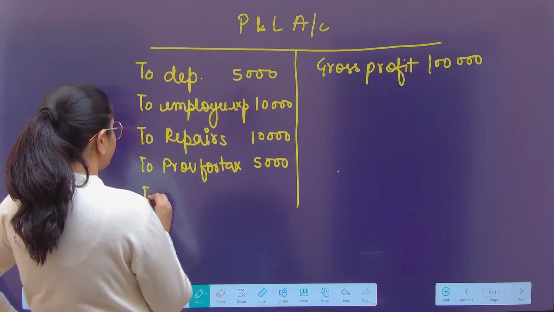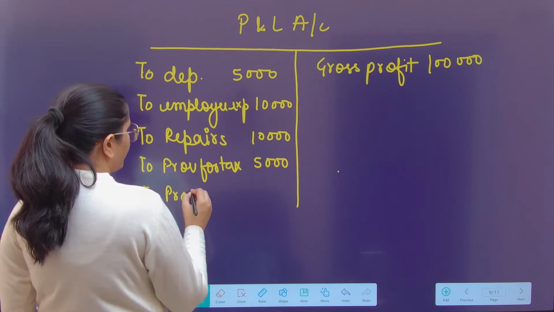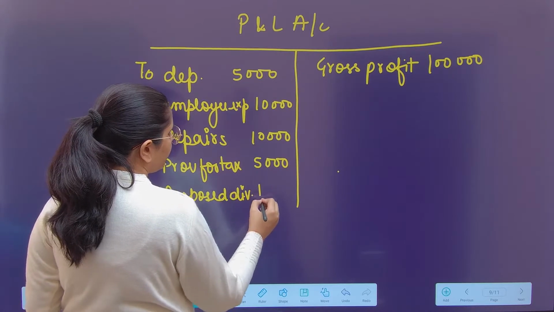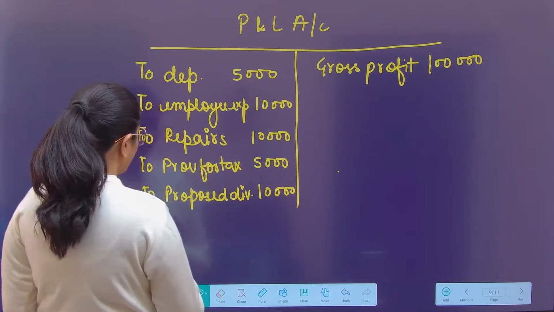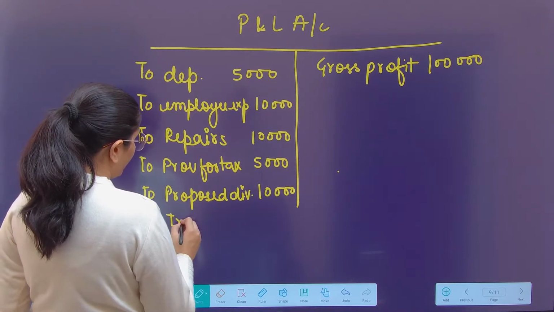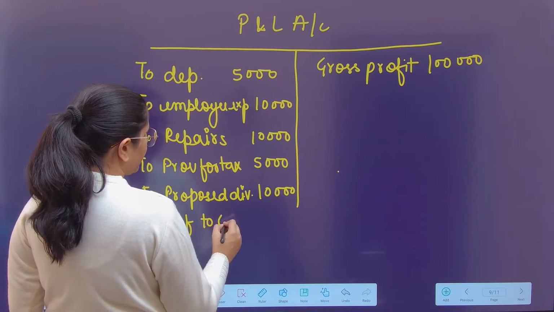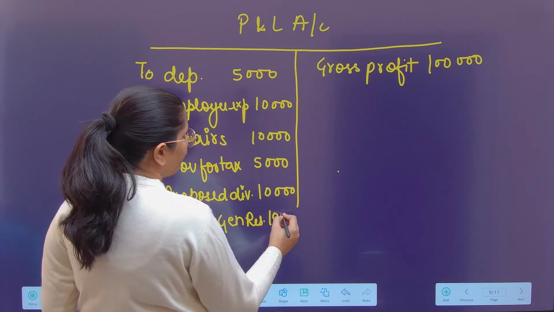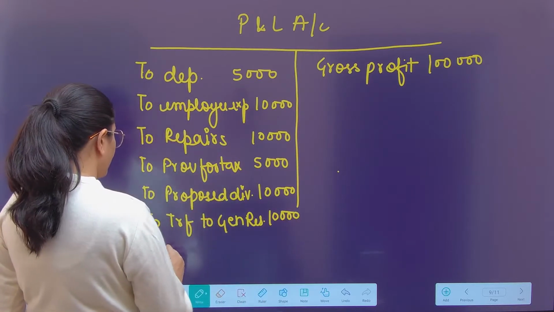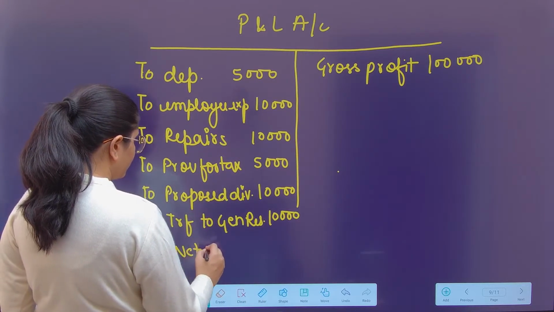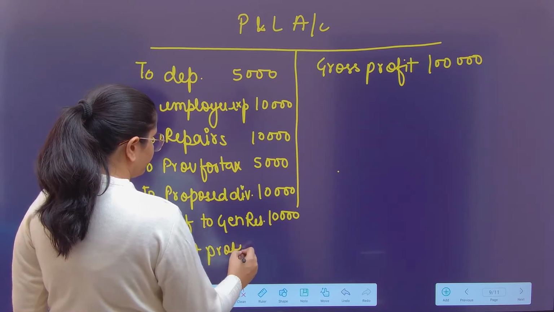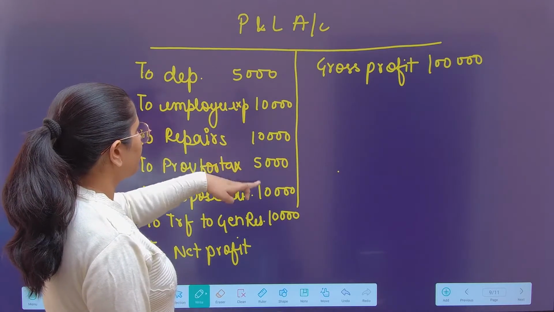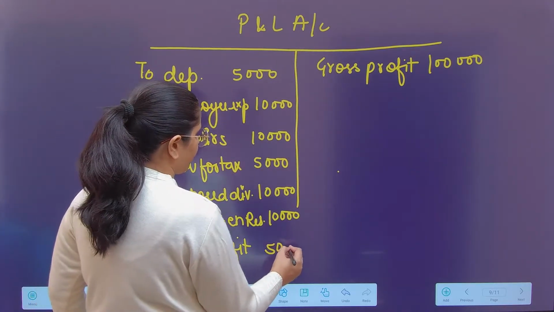After that, you have also proposed dividend, meaning you have promised the shareholders that you will pay dividend to them. 10,000 is your proposed dividend. After that, you are mandated by the Companies Act to transfer a certain amount of your profit to general reserve. So you have transferred it. Now, what is your net profit that remains? 10, 20, 30, 40, 50. So 50,000 is my net profit.